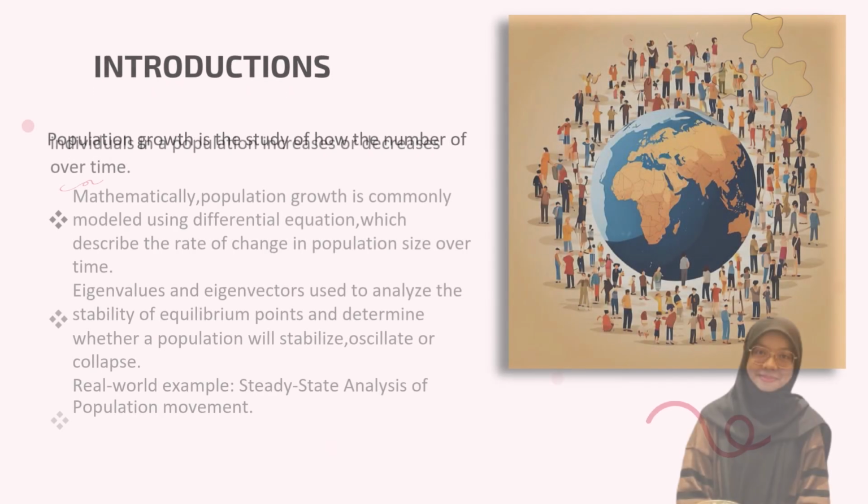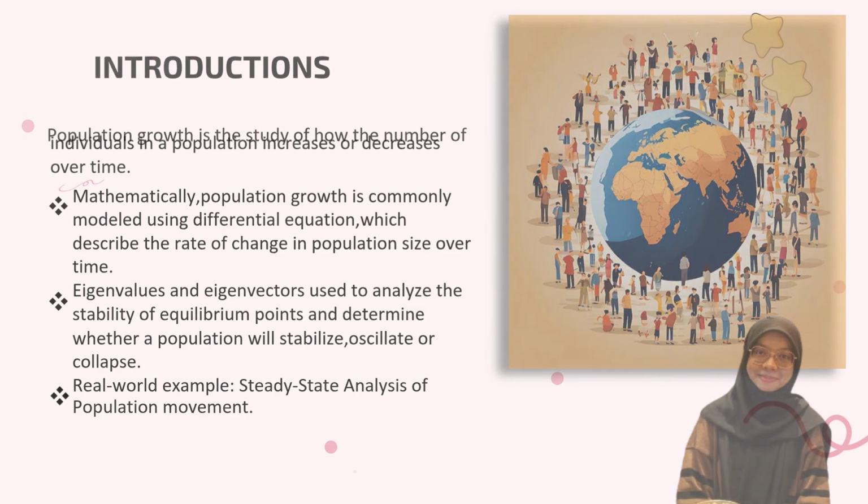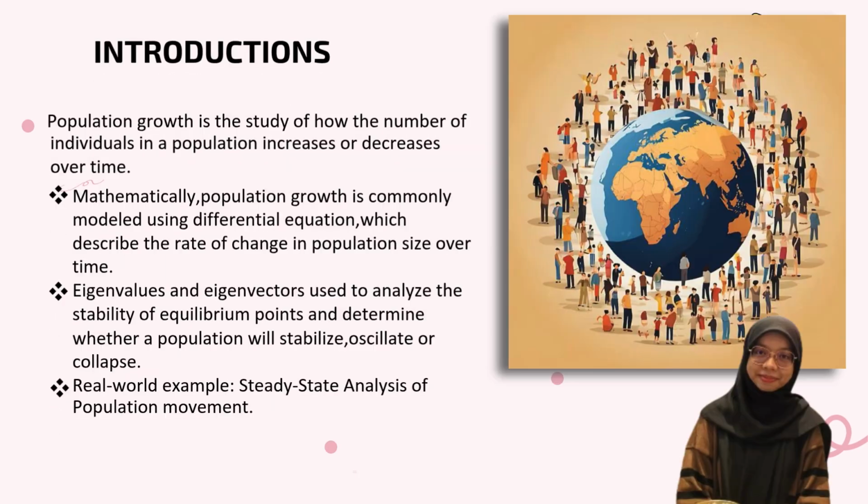Before we go deeper into this topic, let us know what is the meaning of population growth. Population growth is the study of how the number of individuals in a population increases or decreases over time. Mathematically, population growth is commonly modeled using differential equations, which describe the rate of change in population size over time. Eigenvalues and eigenvectors are used to analyze the stability of equilibrium points and determine whether the population will stabilize, oscillate, or collapse.